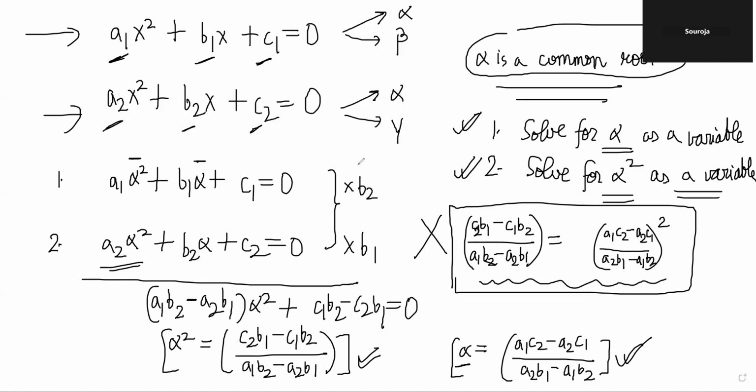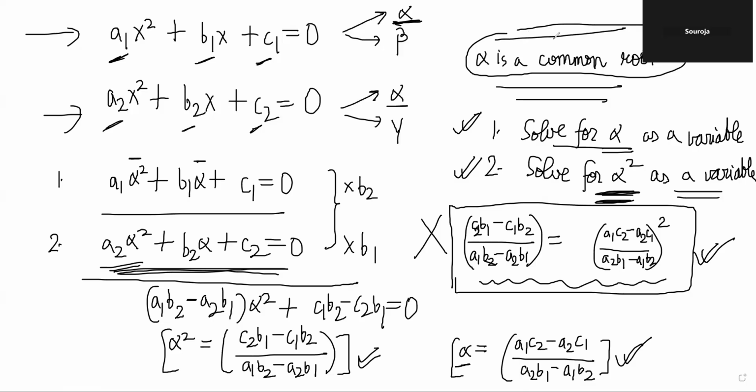We say that alpha is a common root. We make two equations involving alpha, right? After that, from those equations, we'll solve for alpha and we'll solve for alpha square. And at the end, we'll equate them, right? Do you follow the overall process? That final thing, whatever comes, is your condition for a common root to happen, right?